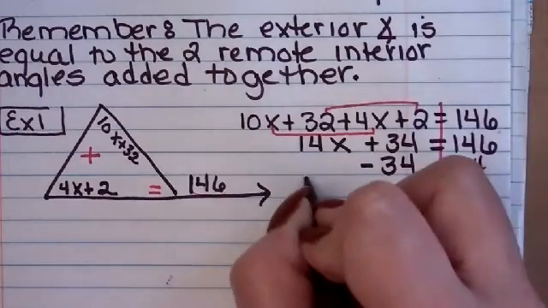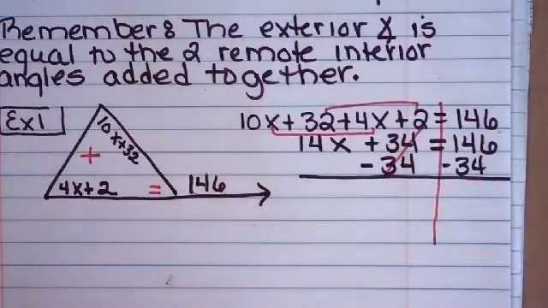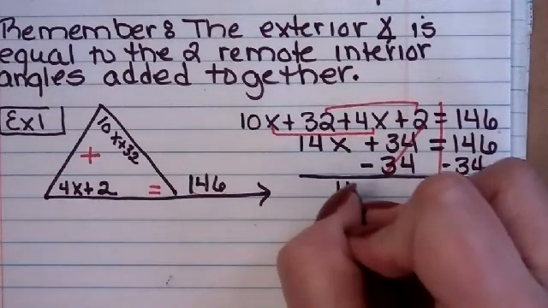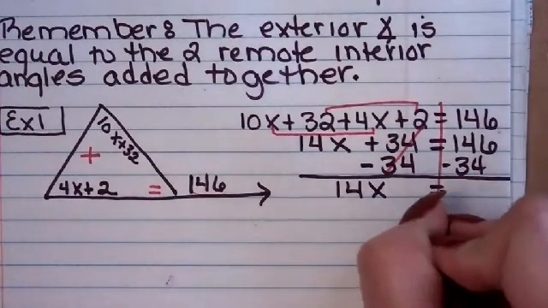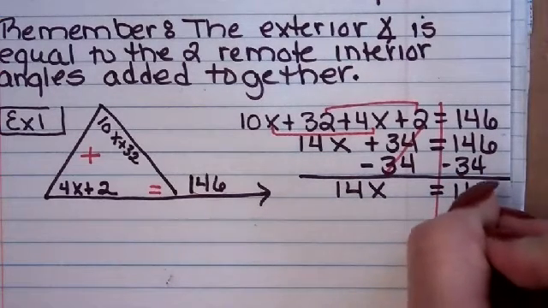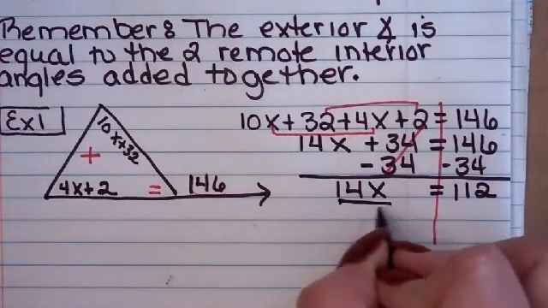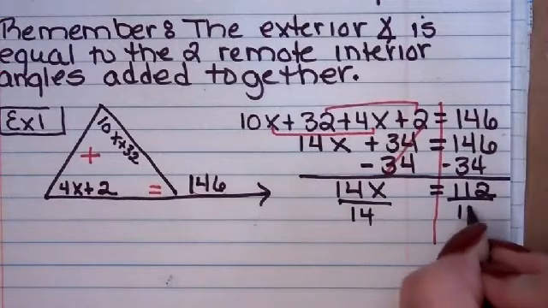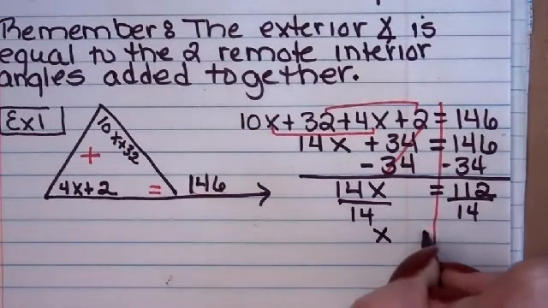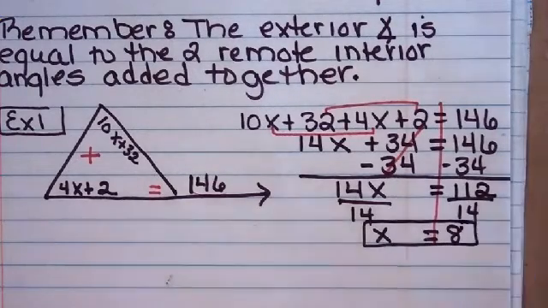Now we're still continuing solving, so we know the next thing is to subtract 34 from both sides, just like this. Put your line. Now we know 34 minus 34 is canceling out. So I have 14x equal to 146 minus 34, which is 112. Okay. Now the last step we know is to divide by that 14, just like this. And when I do that, I'm going to get x is equal to 8. There I go. Okay, pause your video and copy this down if you need to.